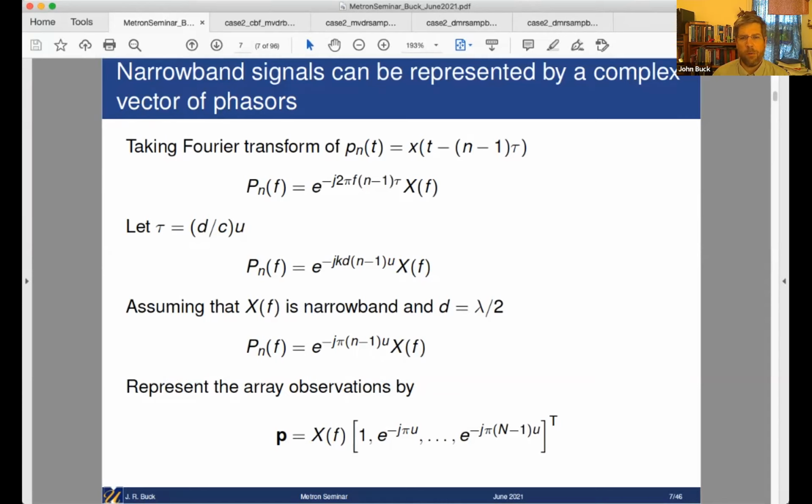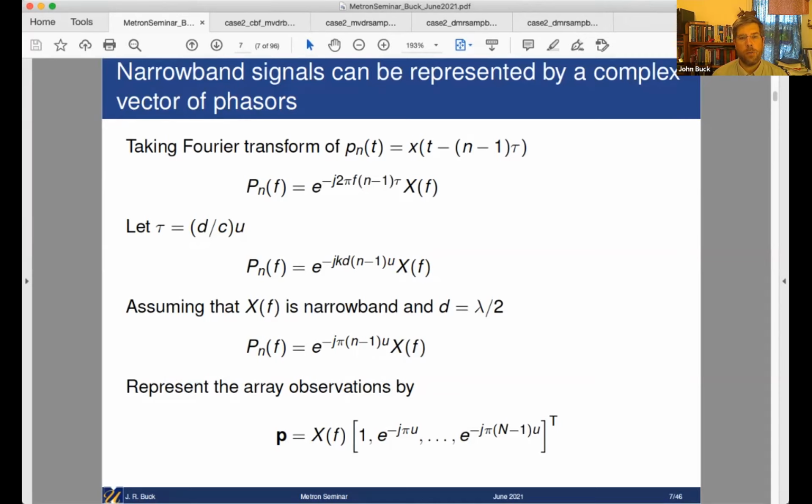Now, if we want to simplify this and clean it up some, we say the time delay has that expression we just showed. I plug that in for tau and use a few wave identities to simplify: 2 pi f over c is the wave number k. Then, assuming I have a narrowband signal and I've sampled at lambda over 2, k times d will leave me with just a pi here.